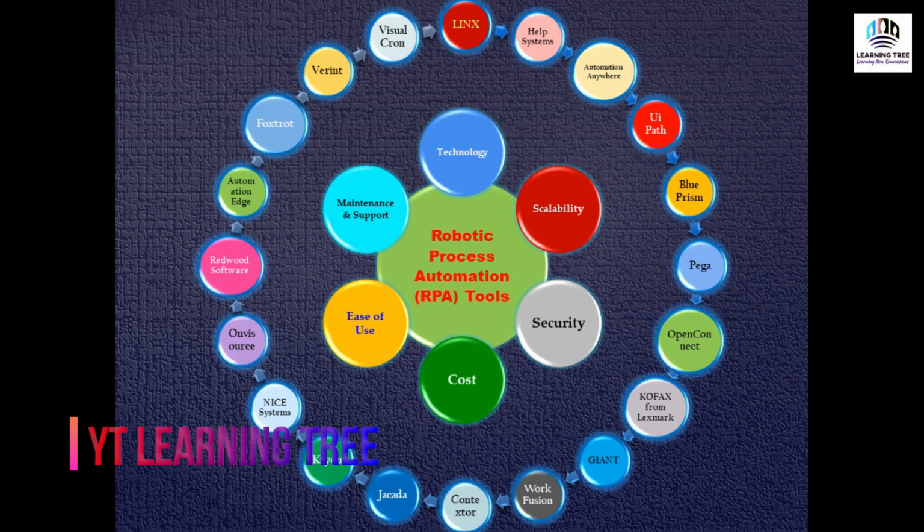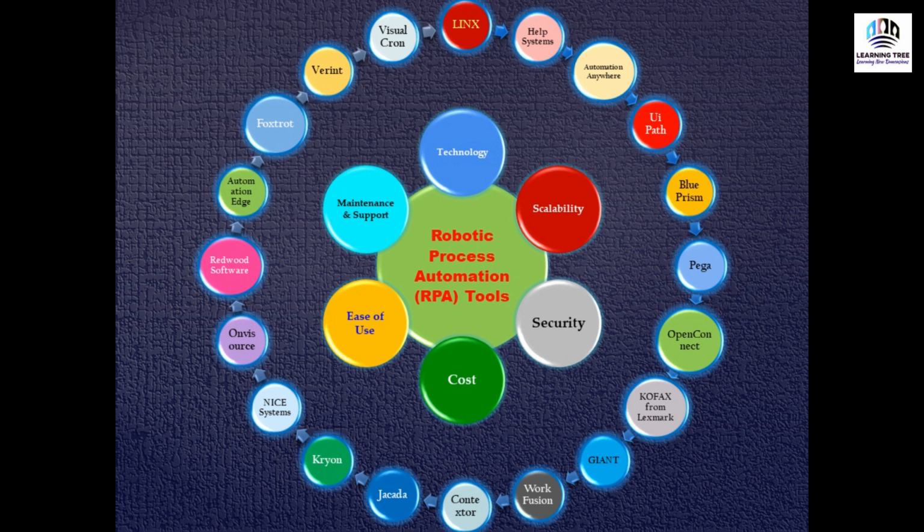Some of the major criteria are: 1. Technology. We need to ensure that the tool is supporting the technology and infrastructure on which our systems or applications are working. 2. Scalability. The RPA tool should be scalable and must support a large volume of transactions. 3. Security. Tools should be secure and based on authentication. Unauthorized access should not be permitted and data should not be passed to the outside world by any means.